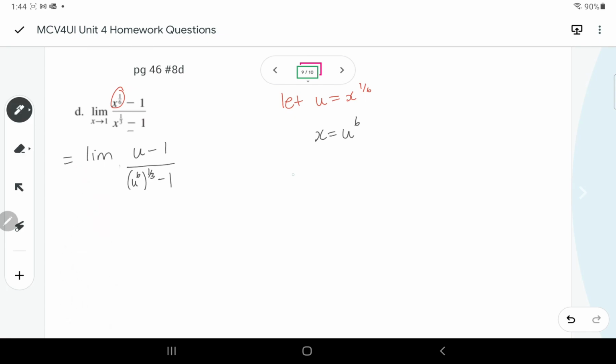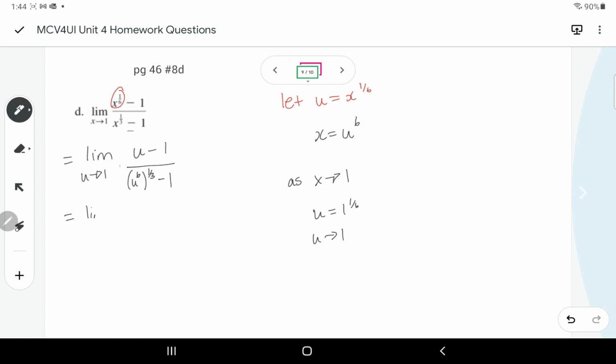So we also see that as x approaches 1, if u is 1 to the exponent 1/6, u is actually approaching 1 as well. So that's not common. But in a case like this, it can happen that the variable in the limit doesn't actually change, or the value of that.